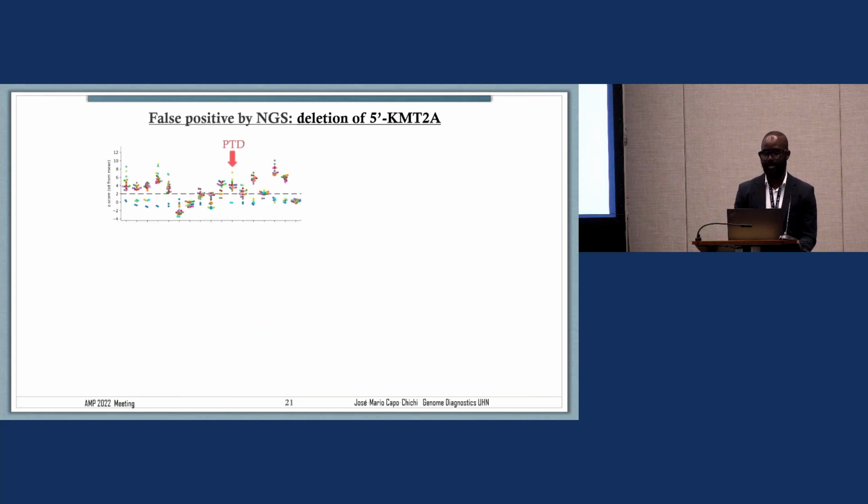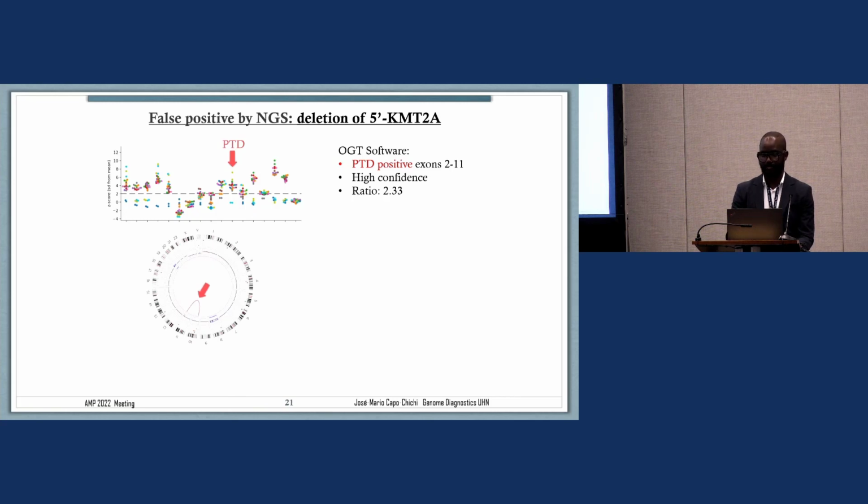We also identified a second patient that also had a median score, the standard deviation higher than 2, so PTD positive by NGS using our in-house algorithm. OGT software also confirmed and suggested the presence of a PTD in this patient with a ratio around 2.33. However, using optical genomic mapping, what we realized is that this patient had a structural variant involving chromosome 10 and 11.